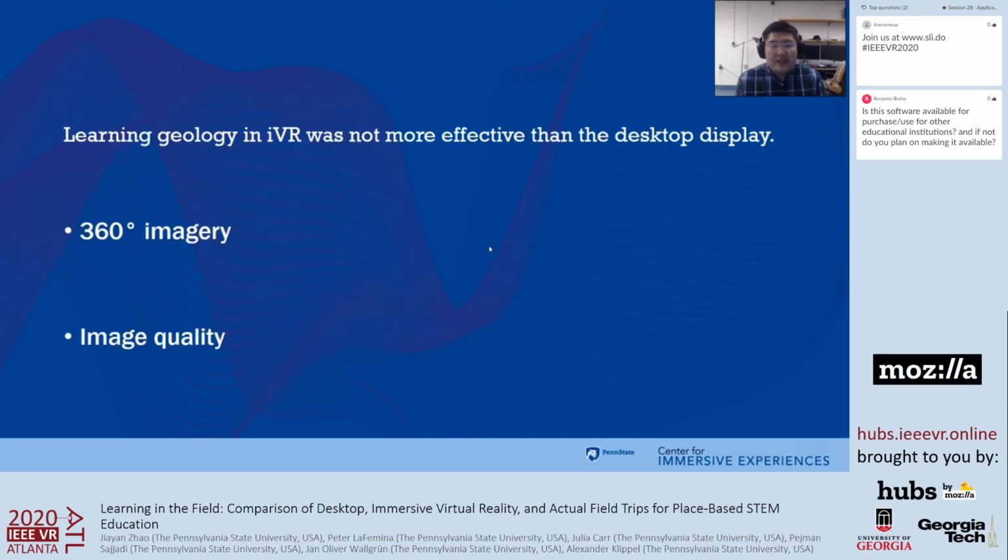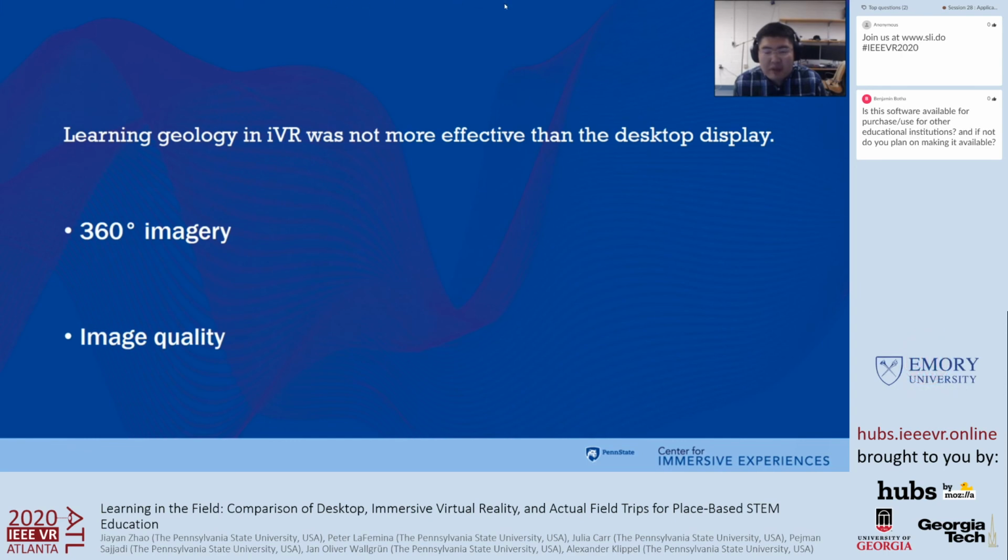Our results suggest that learning geology in immersive virtual reality was not more effective than the traditional desktop display. One possible explanation is that, given its heavy dependence on 360-degree imagery, the current form of immersive virtual field trip did not take the best advantage of IVR features. For example, walking, as an important affordance of room-scale VR applications, was not fully supported in our 360-degree based VFT experience. Second, results could also be explained by the possible different image qualities.